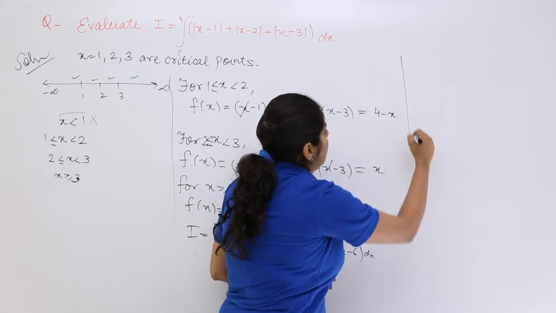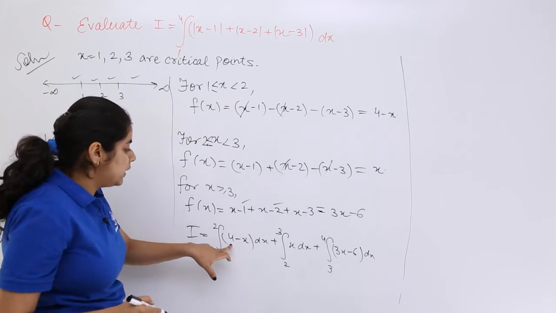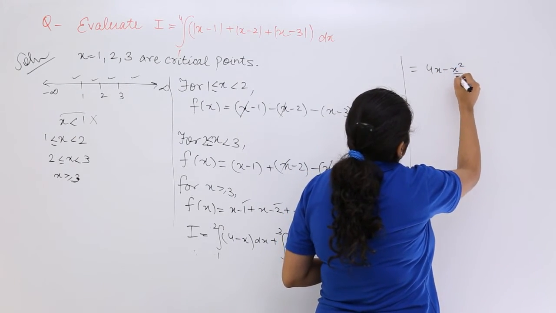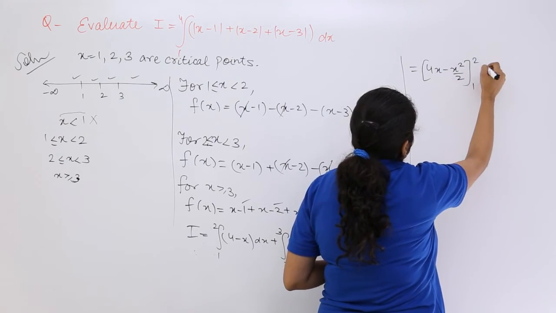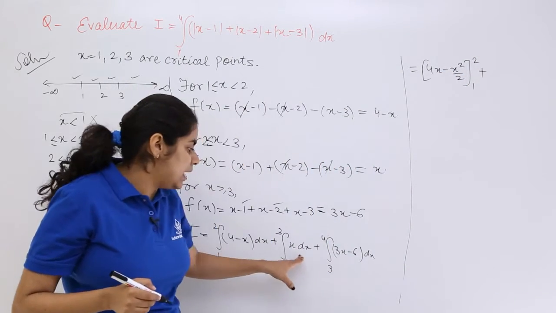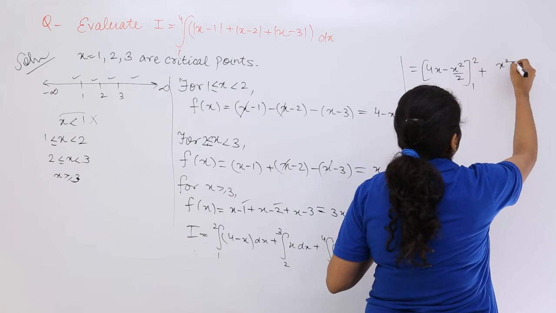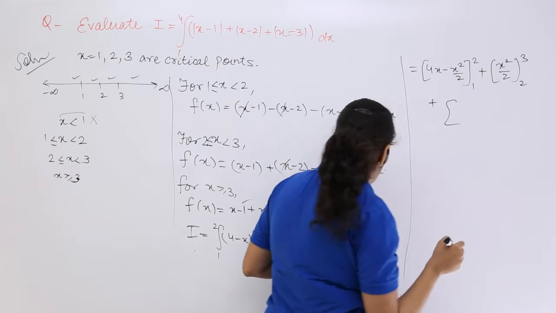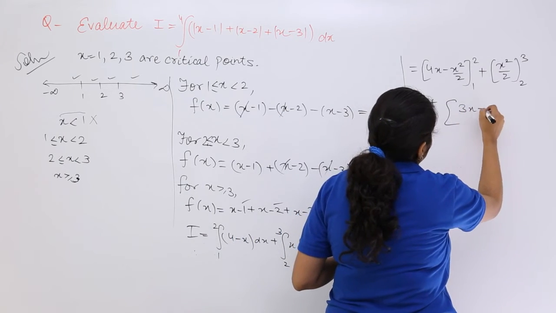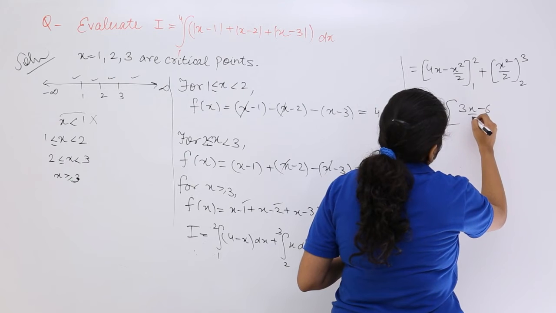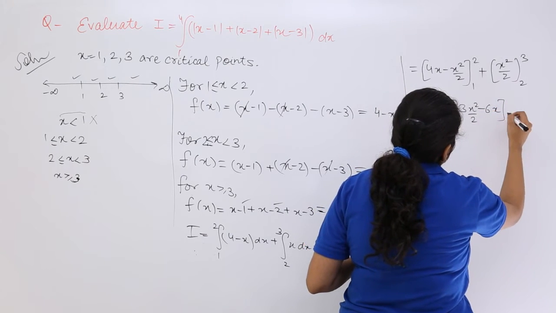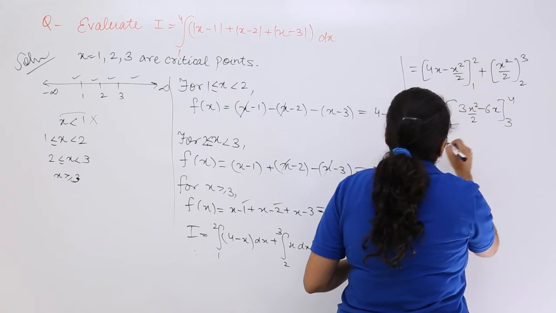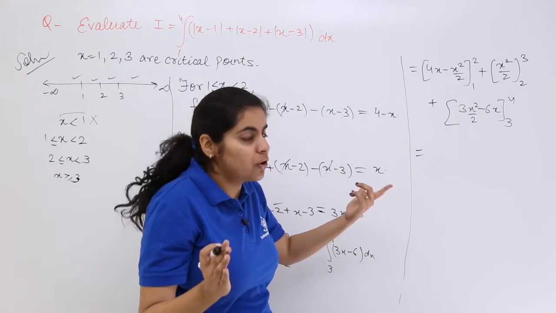Now let me make a separate line for the further part of the solution. I know that this should be 4x minus x square by 2, from 1 to 2, plus this should be x square by 2, from 2 to 3, plus this should be 3x minus 6 integrated, which becomes 3x square by 2 minus 6x, from 3 to 4. Simply put the limits now because you've already integrated.